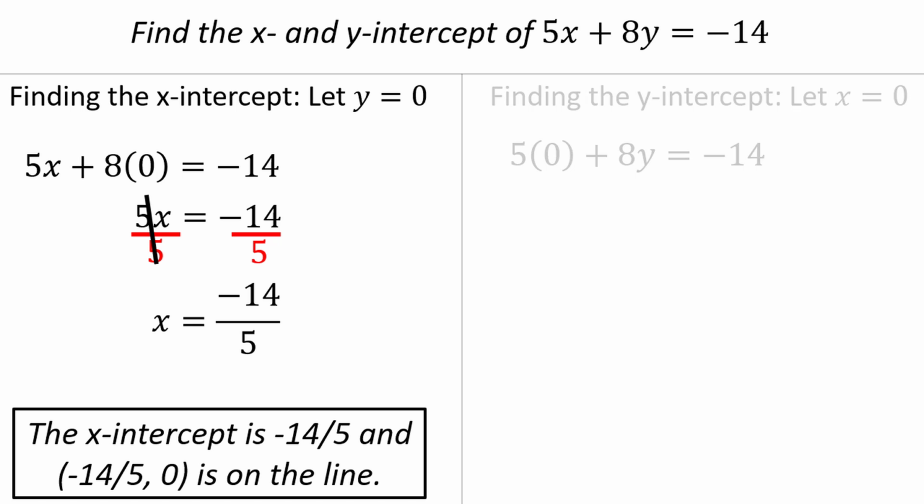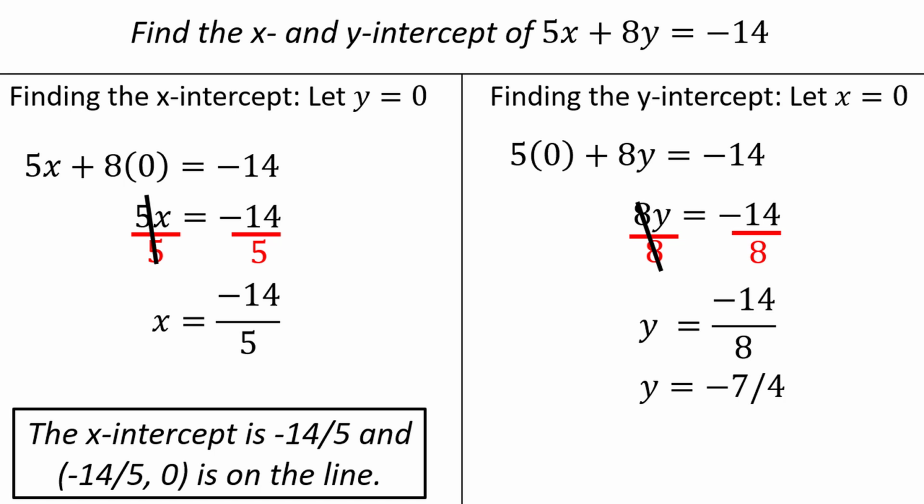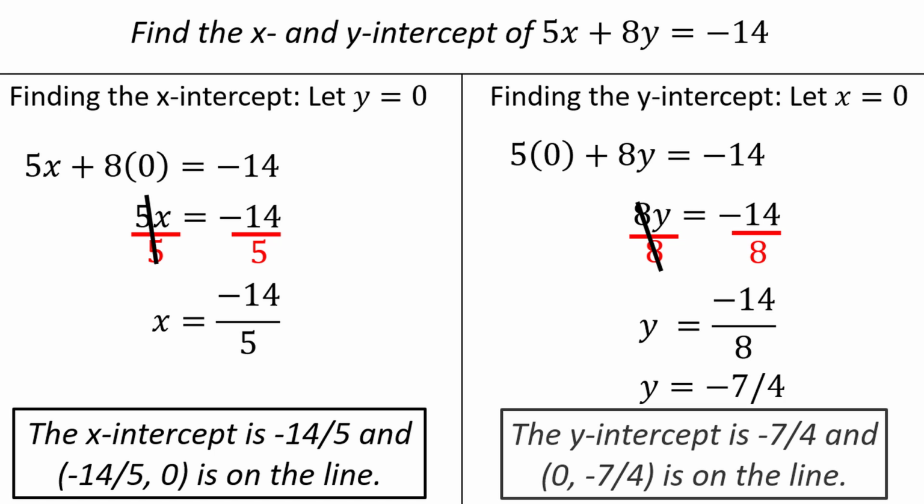To find the y-intercept, we let x equal 0, which leaves us with 8y is equal to -14. Dividing each side by 8, we have y is equal to -14 over 8, which can be simplified to -7 over 4. The y-intercept is -7 over 4, meaning the point 0, -7 over 4 is on the line.